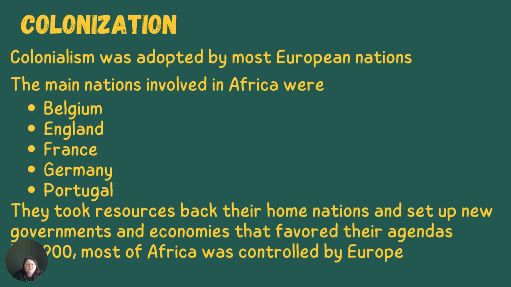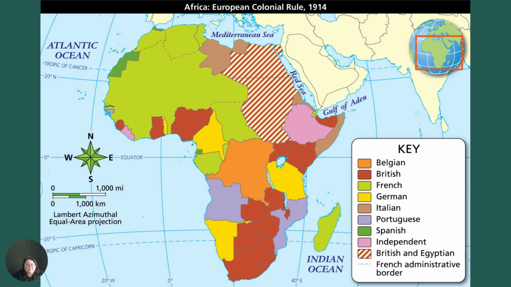Colonization. Colonialism was adopted by most European nations. The main nations involved in Africa were Belgium, England, France, Germany, and Portugal. They took resources back to their home nations and set up new governments and economies that favored their agendas. By 1900, most of Africa was controlled by Europe.